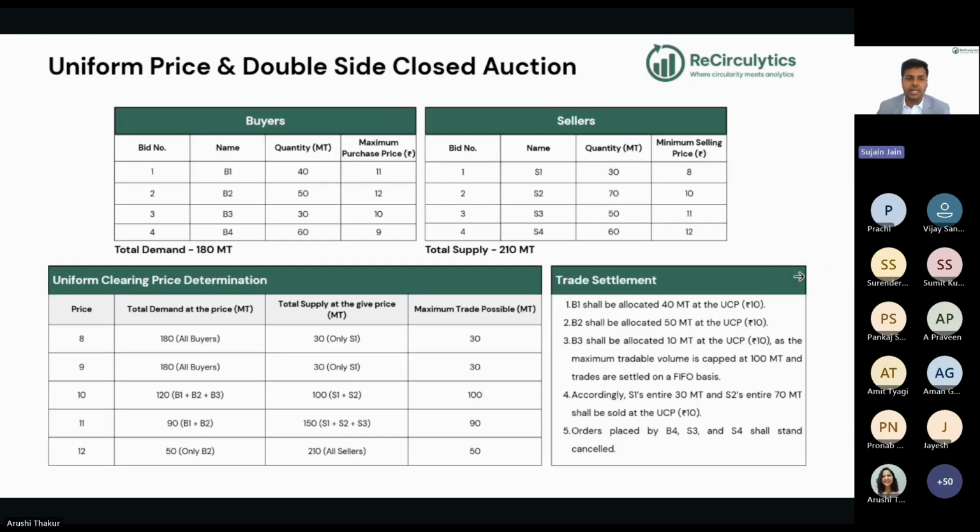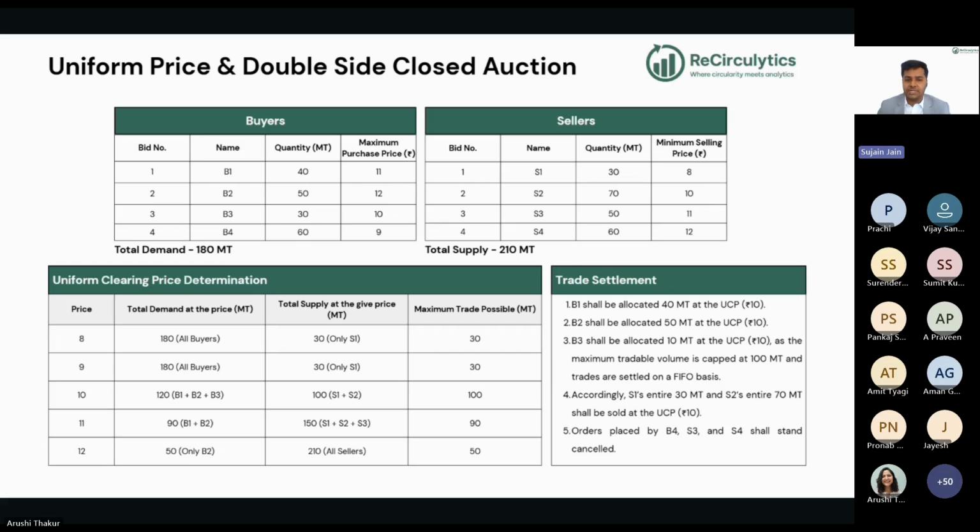Next slide, please, Arushi. Yeah. So here we see there are four sets of buyers and four sets of sellers who have placed their bids at the time of auction. There are buyers B1, B2, B3, B4 who have given their quantities and their prices. Buyers will give their maximum price at which they are willing to buy, and the sellers will give the minimum price at which they are willing to accept, or at which they are willing to sell.